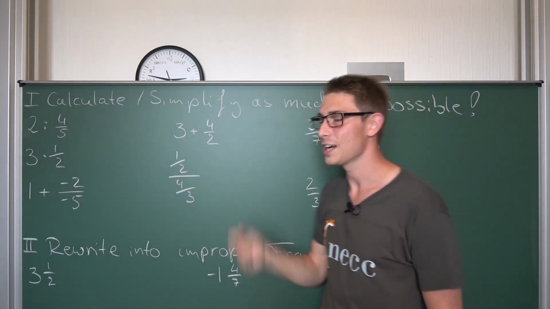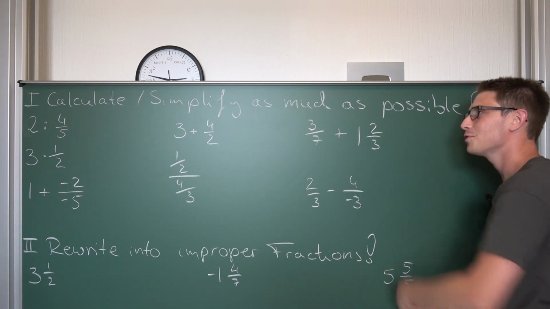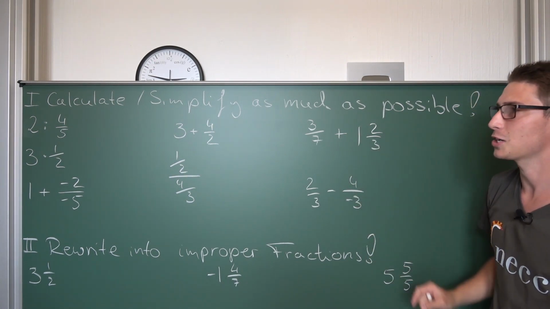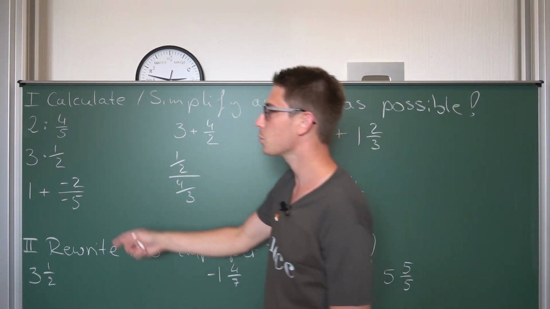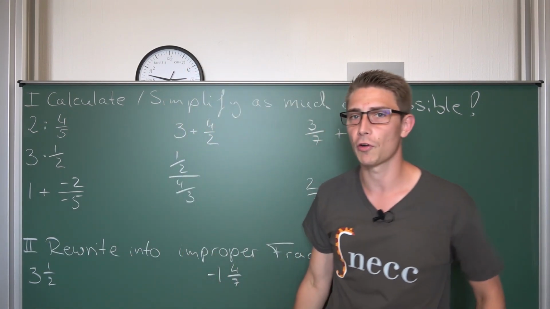I'll see you in a second. We are going to dive right in. So at first, calculate or simplify as much as possible. And we are going to start with 2 divided by 4/5.